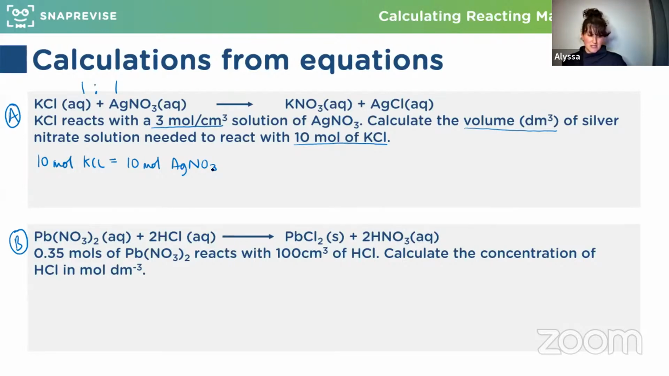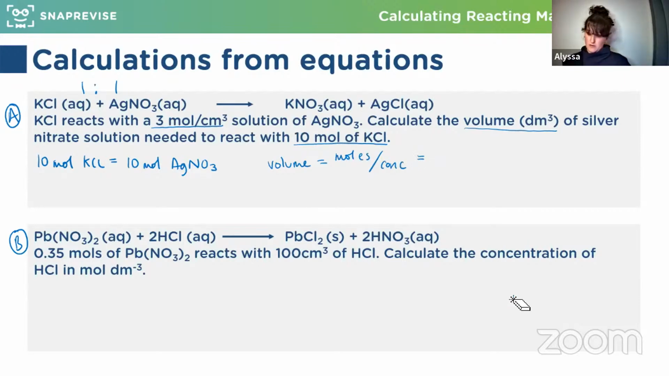Which means we know our amount of silver nitrate. So if we know our amount of silver nitrate, and we've got a concentration as well of silver nitrate, we can work out a volume. Volume we know is equal to moles divided by concentration.